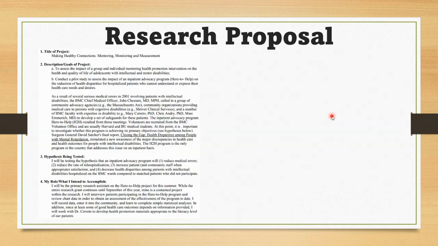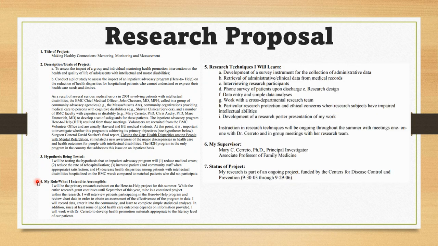Another example of a research proposal is given. In the first chapter, you will write the title of the project, and second, you will describe the description and goals of the project, and third, you will let the reader or your supervisor know the hypothesis being tested, that is, what is the aim of your research. Next is your accomplishment, that is, why the research is important, and what you are going to accomplish at the end of your research.